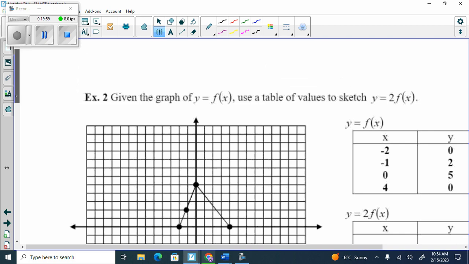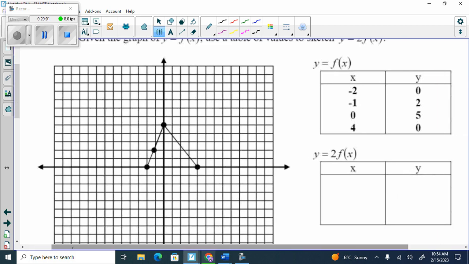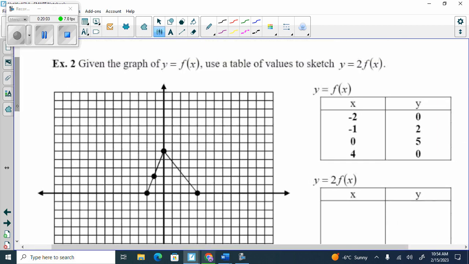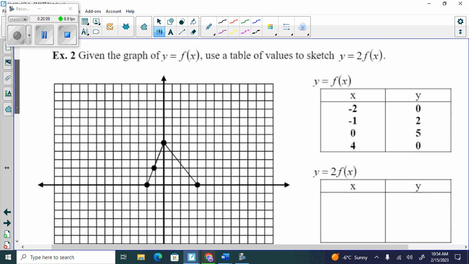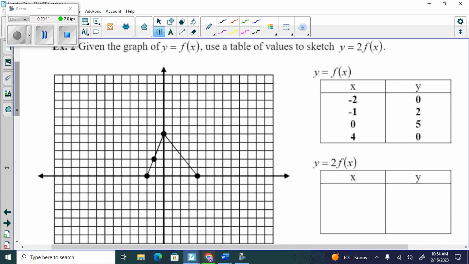Example 2 says, given the graph of f of x, once again, they just gave us an f of x graph, not with an equation. Use a table of values to sketch 2 f of x, or we could just use mapping, right? So what is our mapping going to be when there's that 2 in front? xy becomes what? X. It's going to affect the y because it's not with the x. What are we going to do with it? 2y.